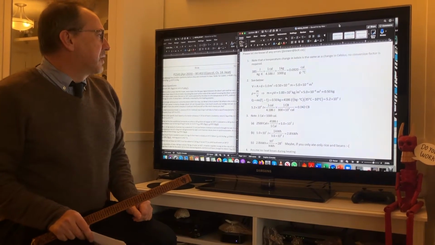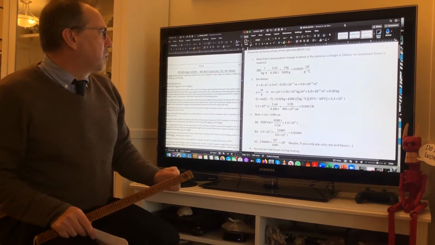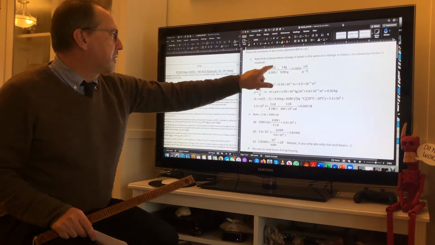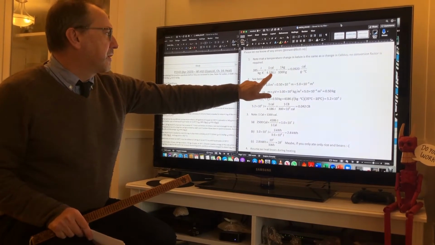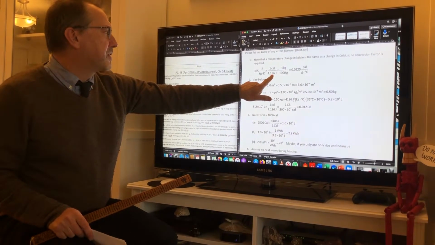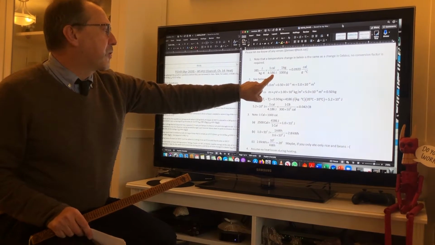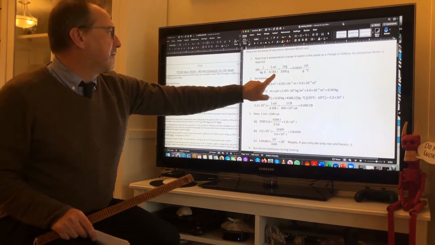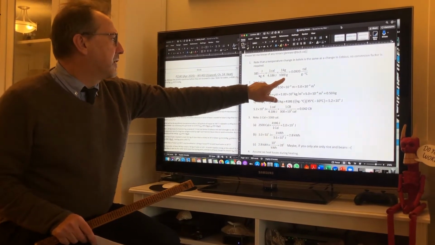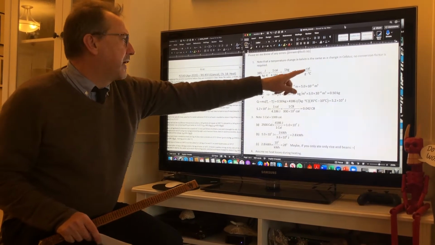The question then becomes somewhat simple. I have joules, I want to convert them into calories. We've discussed this. This is called the mechanical equivalent of heat. And then I convert kilograms into grams per gram here, and out pops the answer.